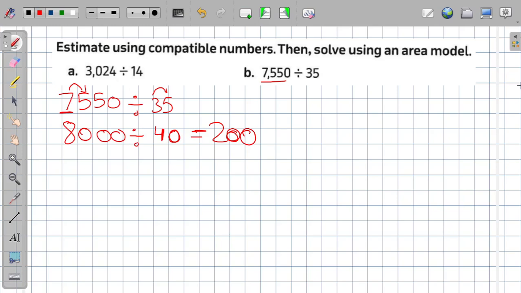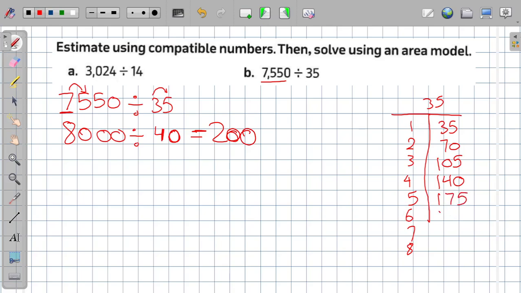Next, I wanted to solve it with an area model. So I will draw our times table first. I have 35, and I will multiply by 1, by 2, by 3, by 4, by 5, by 6, by 7, by 8. Okay, 1 by 35 is 35. 2 by 35 is 70, 3 by 35 is 105, 4 by 35 is 140, 5 by 35 is 175, 6 by 35 is 210, 7 by 35 is 245, and 8 by 35 is 280.